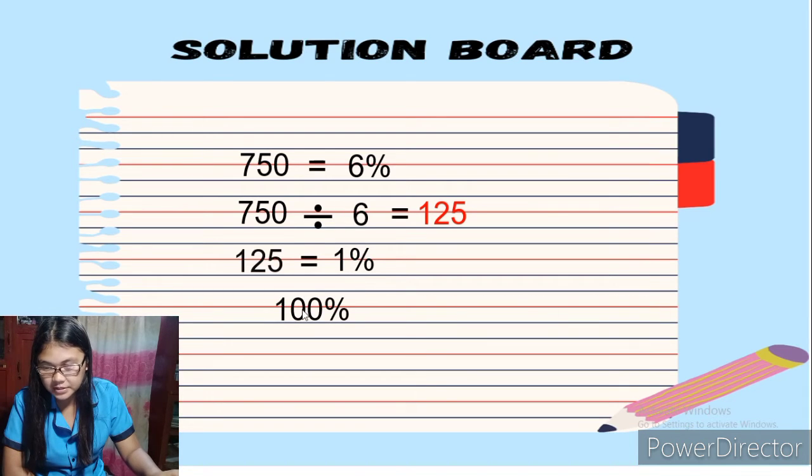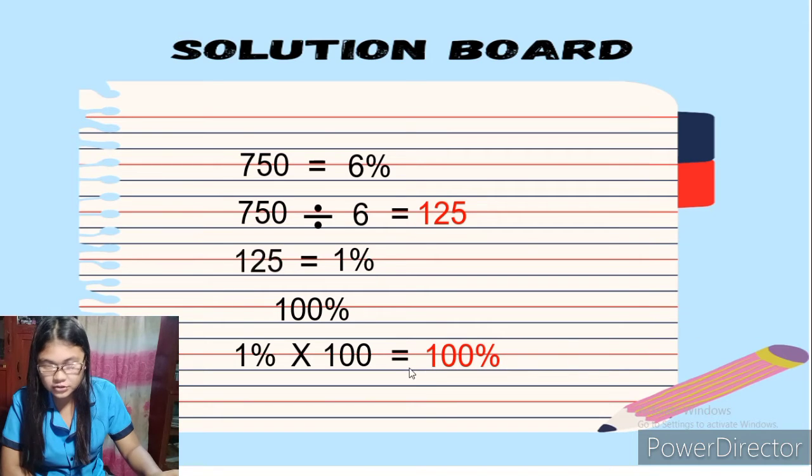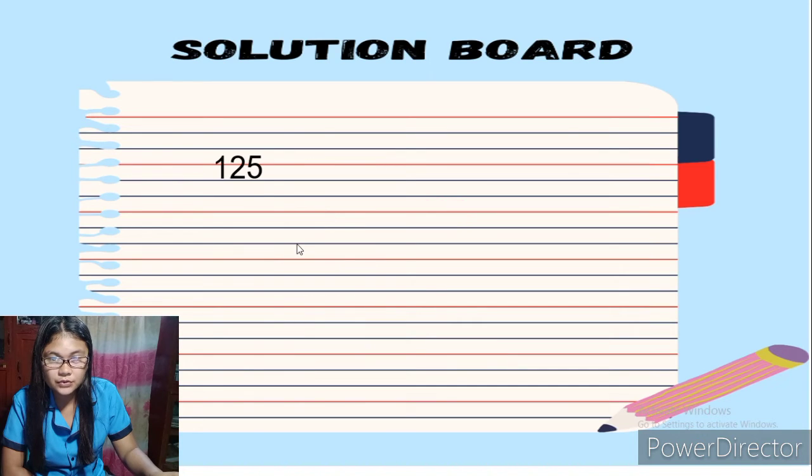So, yung 100%, yung pinakang investment. Diba? Yun yung sabi kanina. So, 1% times 100 is equals to, of course, 100%. So, change value tayo. Yung 1%, ang ipasok natin is yung 125. Parang ganito. 125 times 100 is equals to 12,500. So, yun yung answer.